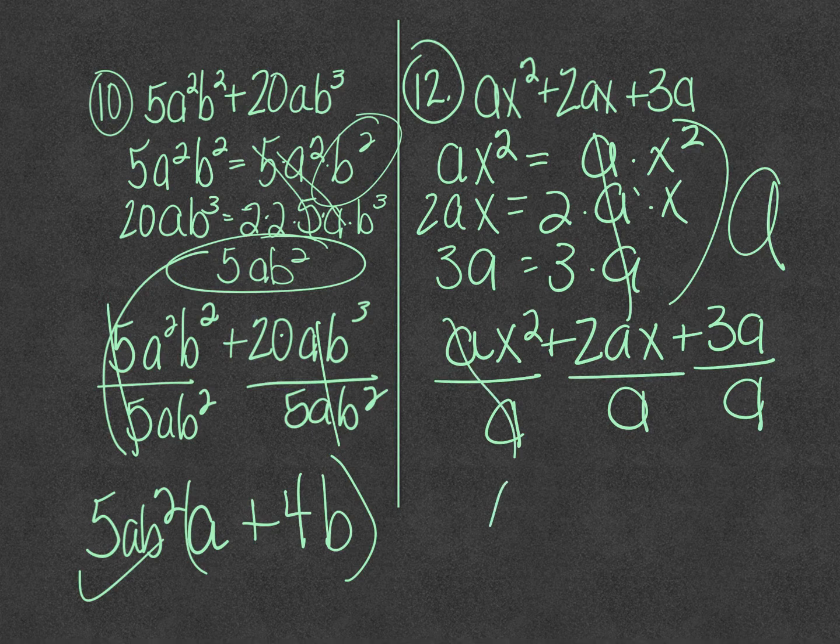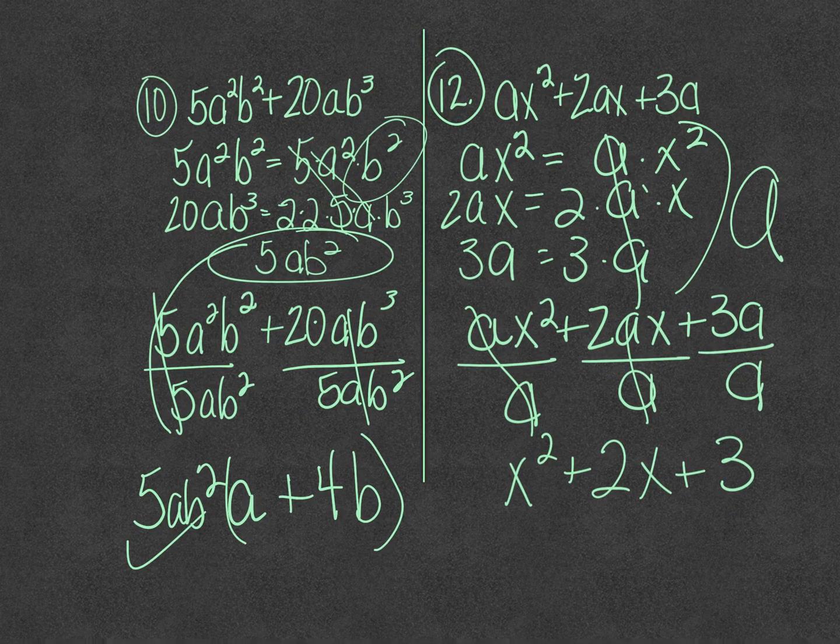Cancels. You're going to have x squared. Bring down your plus sign. 2x, because this cancels, plus 3. Now, you've got your original equation. Not your original equation, but your new expression. You bring down your greatest common factor here in front of your parentheses, and that is your answer.